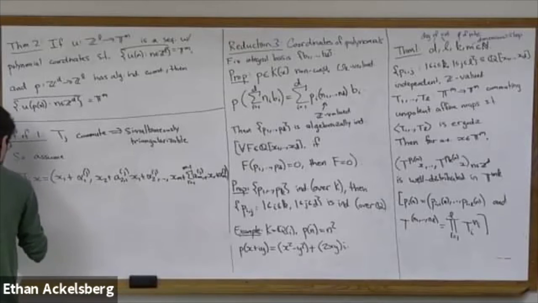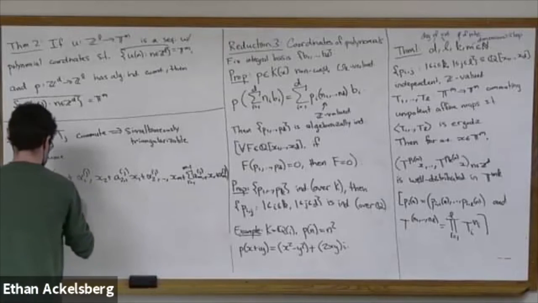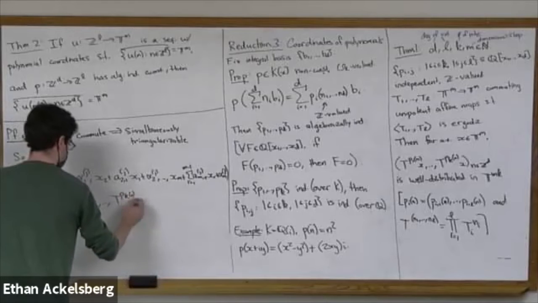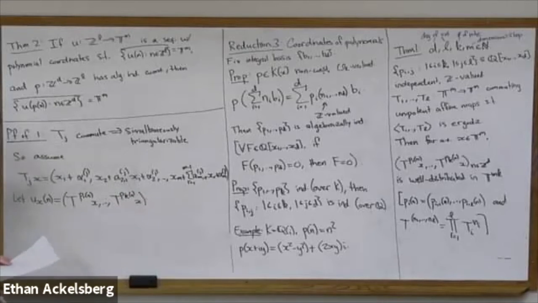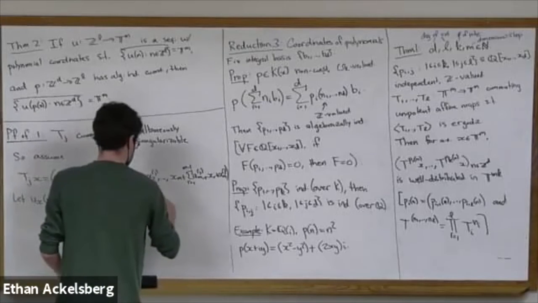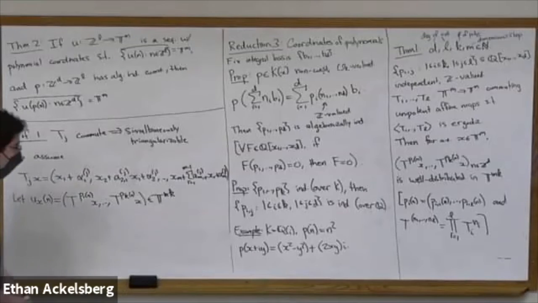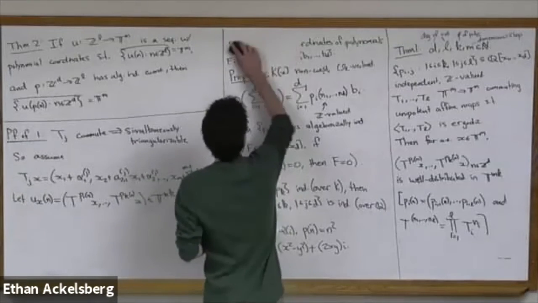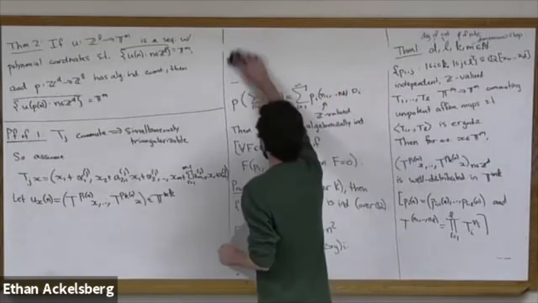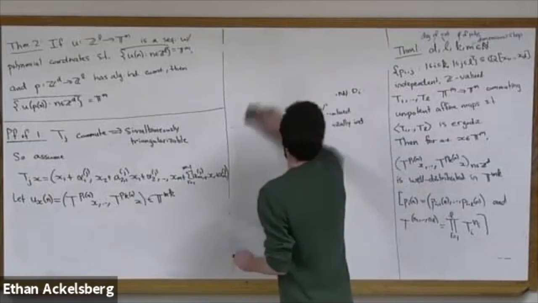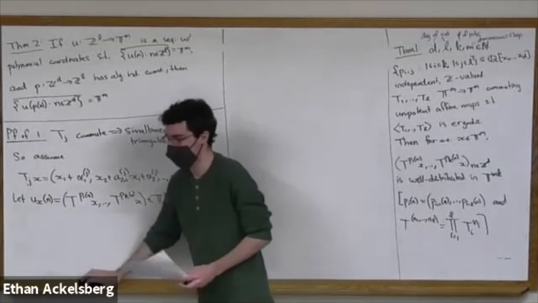And the sequence that we want to look at is this sequence u_x of n, where we apply each of the k polynomials. So this is sitting in the mk dimensional torus. I'll show that this sequence is well distributed. Let's break it into two cases. The first case is going to be the easier case, which is when we're just dealing with some rotations.